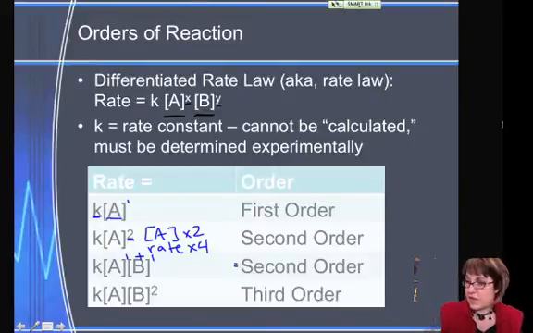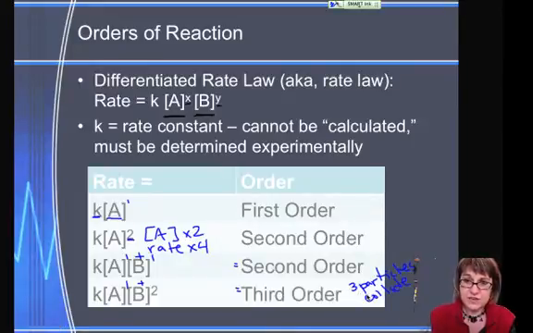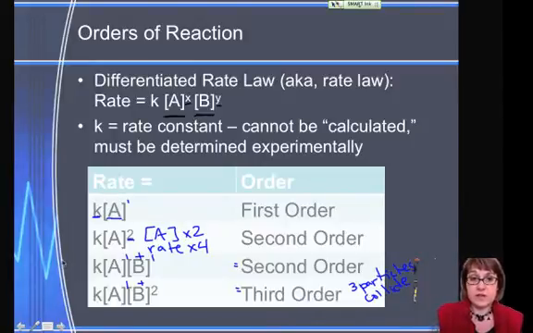Now, if we have A to the first and B to the second, then that would be overall a third order rate law. And in this situation, that would mean theoretically that 3 particles have to collide in order for this reaction to take place. And that's going to be a rare circumstance where 3 things collide. You have to get this from experimental data, though. You can't find this from the stoichiometry of the balanced equation.